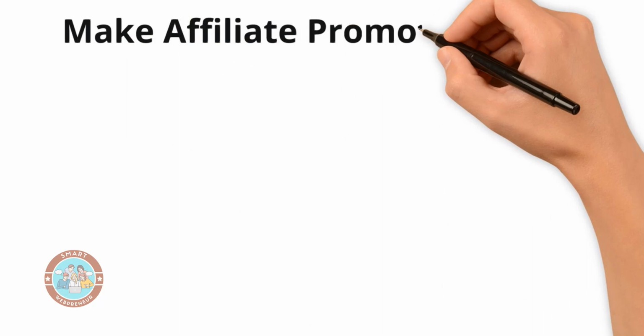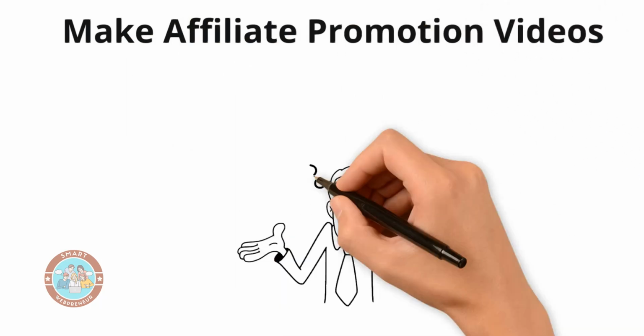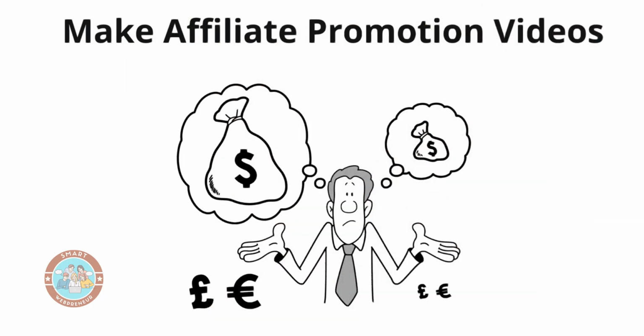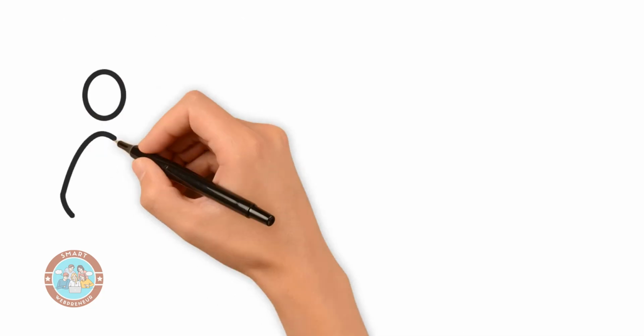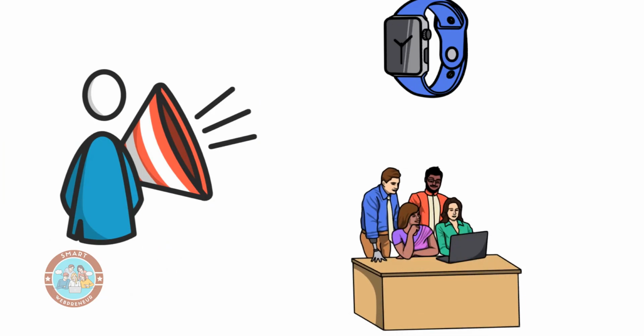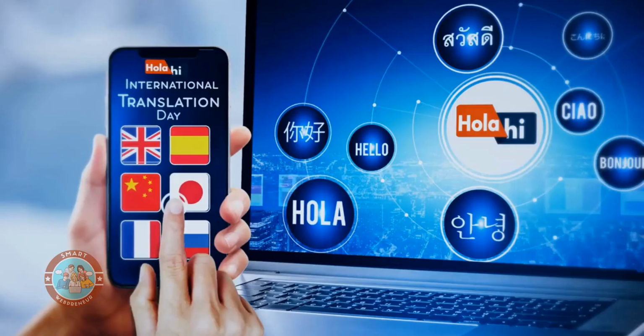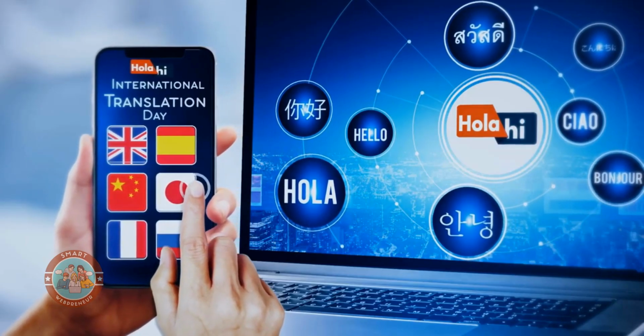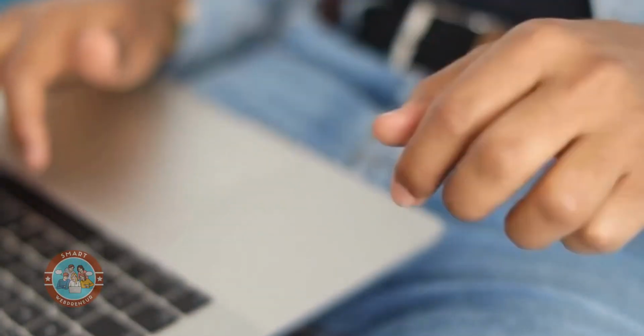Affiliate promotion videos. The third way to make money with Create Studio Pro is by creating affiliate promotion videos. Affiliate promotion videos are videos that you create to promote a product or service. They can be used to showcase the features and benefits of the product or service, as well as to encourage viewers to click through and make a purchase.